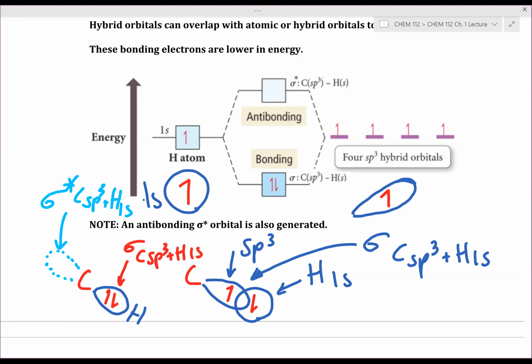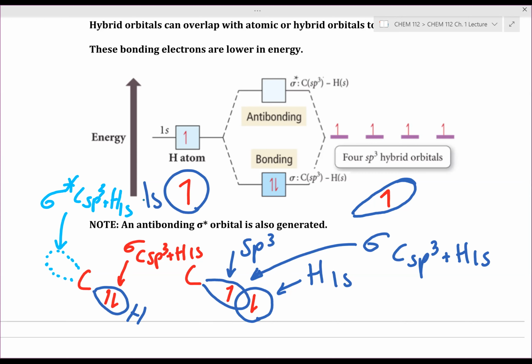We don't often draw these in our orbital pictures because then the pictures would get really cluttered quite quickly. I just want you always to remember the sigma star, the antibonding molecular orbital, is behind your bond axis on the exact opposite side. Everyone good so far?